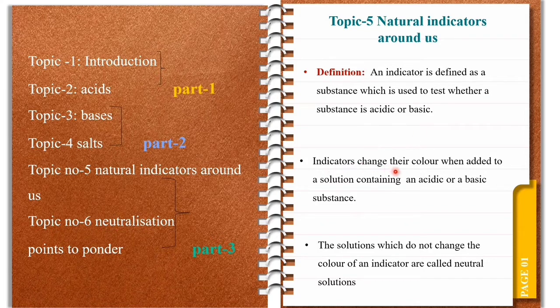Indicators change their color when added to a solution containing an acidic or basic substance. The original color of an indicator changes to a different color when we add it to an acidic solution or basic solution. The solutions which do not change the color of an indicator are called neutral solutions. Now let's move to the next page.